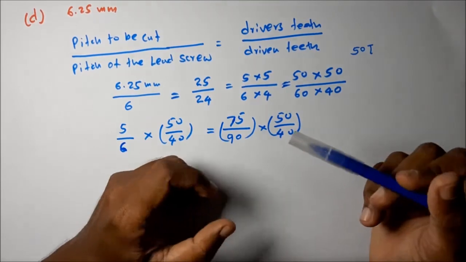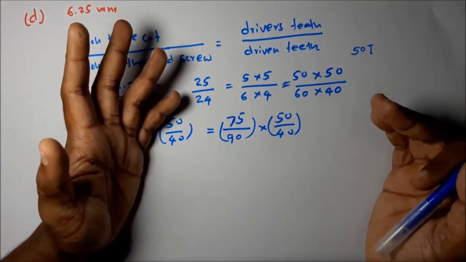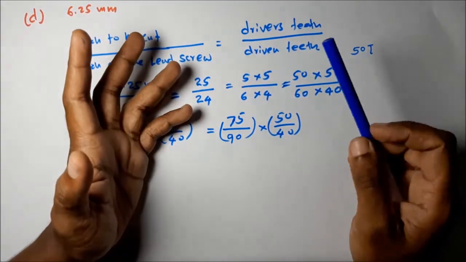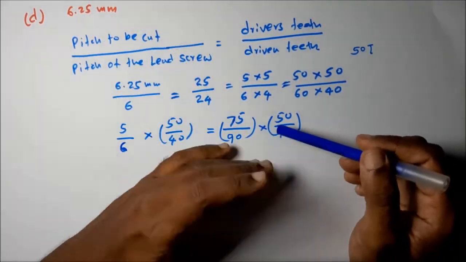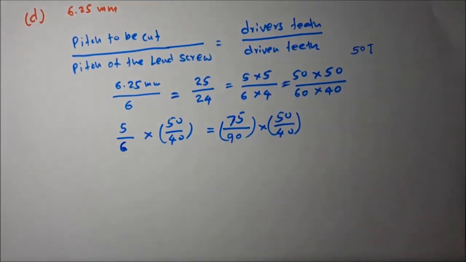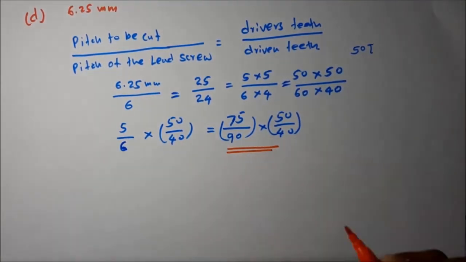with the 6 mm lead screw. There may be several possible gear trains, but anyhow, we can't repeat the gears, and we also have to obtain this ratio. That is the important thing. I think you are all clearer now on selecting a gear train to cut the given pitch value.